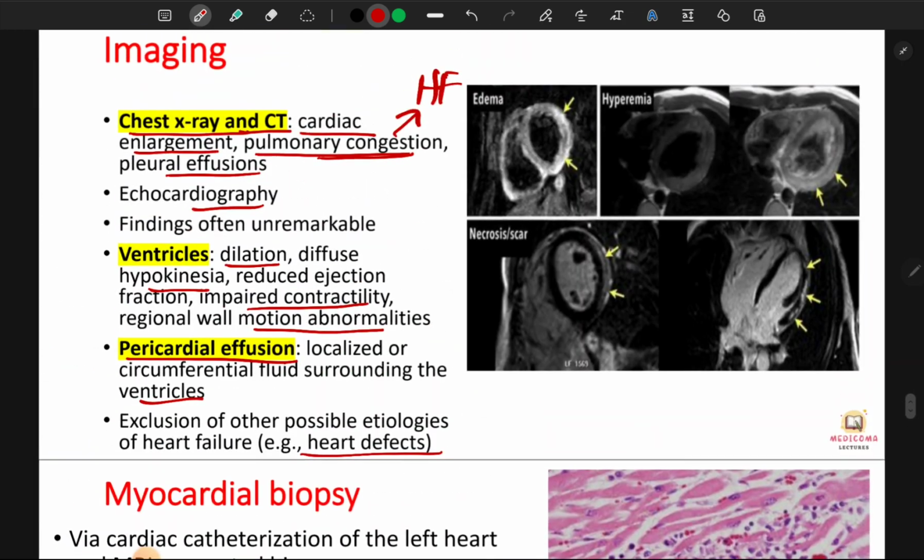And in this picture you can clearly see there is edema of the heart walls, so there is swelling, and hyperemia, which means there is high blood flow to that area, and also there is necrosis and scar formation in this area. You can already see the necrosis and scar formation in this area.